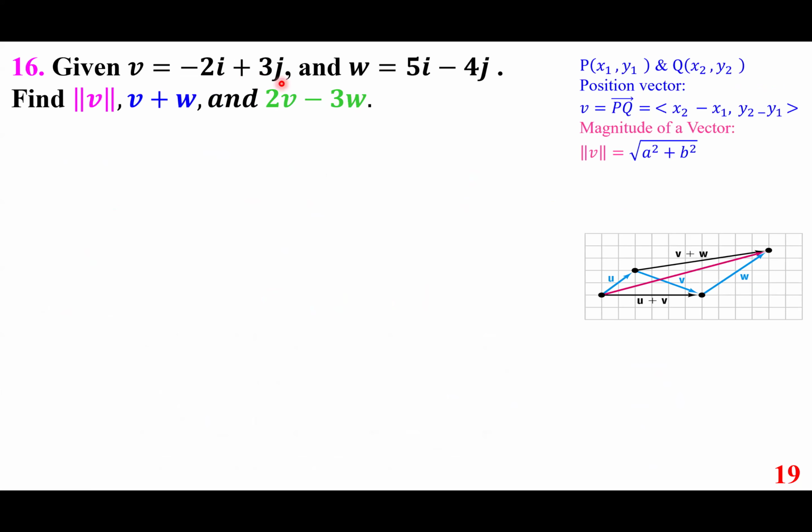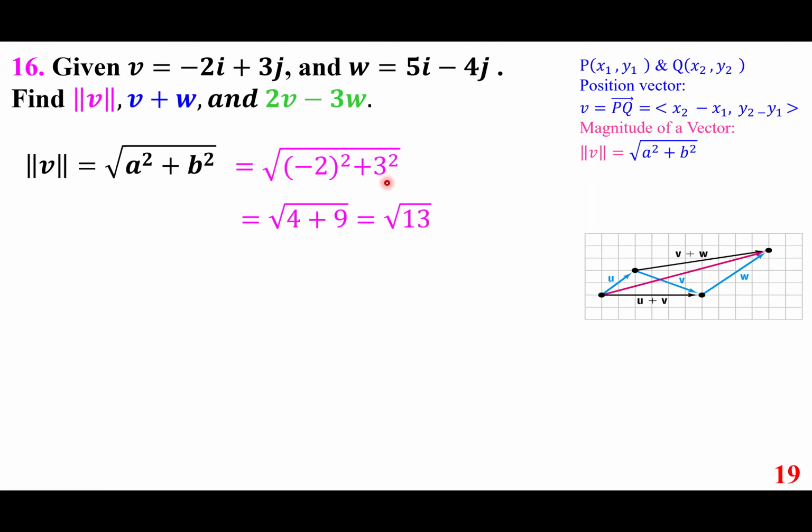Given v is negative 2i plus 3j and w is 5i minus 4j, find the magnitude of v, v plus w, and 2v minus 3w. For the magnitude of v, we just follow the square root of a squared plus b squared. We're going to square negative 2, square 3, and add them up. This is 4, this is 9, and we get square root of 13.